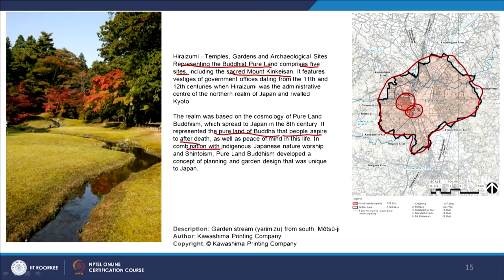In combination with indigenous Japanese nature worship and Shintoism, this Pure Land Buddhism developed a concept of planning and garden design that was unique to Japan. This is the base from which Japanese gardens have developed gradually. It is one of the rich pieces of evidence, so it's not just about properties here, but about the garden setup. The landscape has given shape and meaning to today's Japanese gardens.